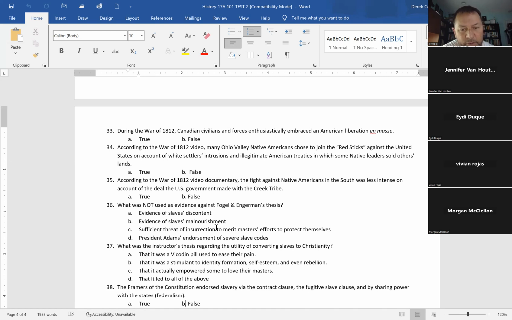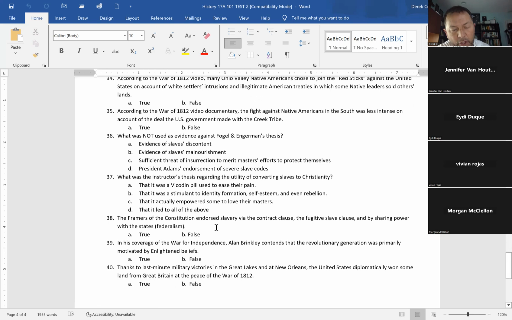What was the instructor's thesis regarding the utility of converting slaves to Christianity? That it was a Vicodin pill used to ease their pain, that it was a stimulant to identity formation, self-esteem, and even rebellion, that it actually empowered some to love their masters, that it led to all the above. And you should know, if you read the last section, that it's all the above. I just said there was truth to all of them, all those major interpretations of the slaves' acceptance of Christianity.